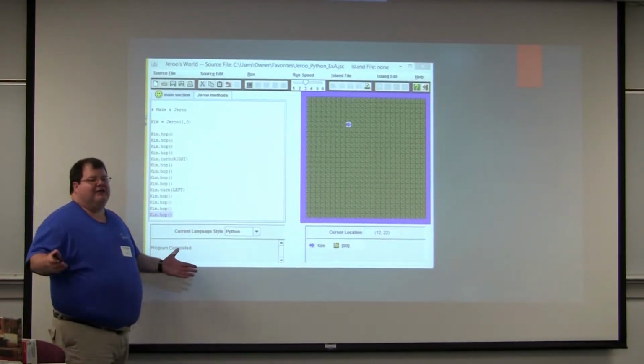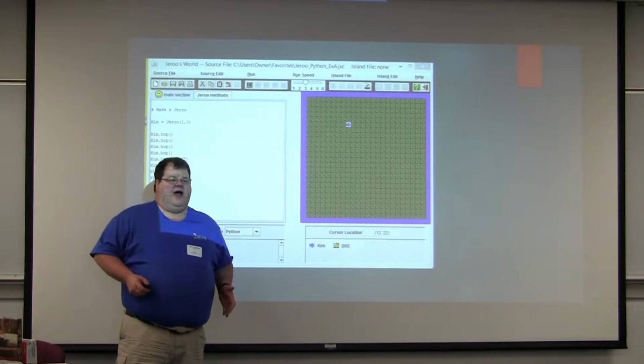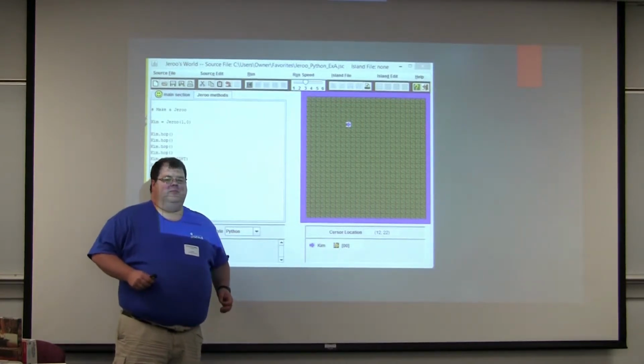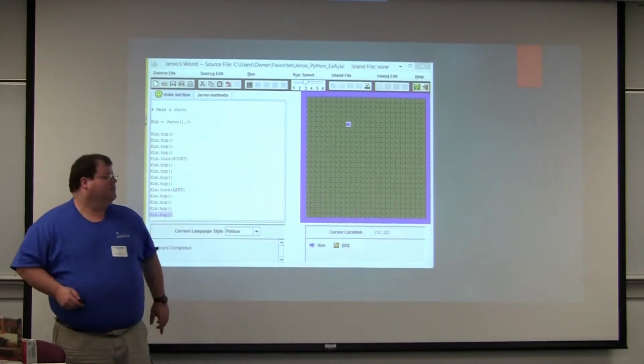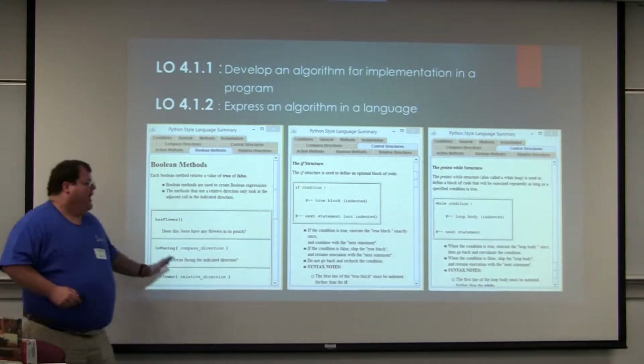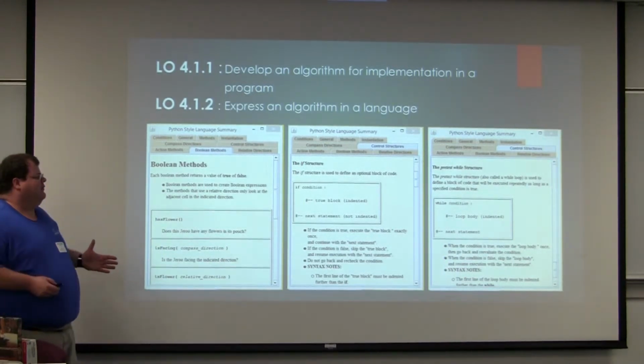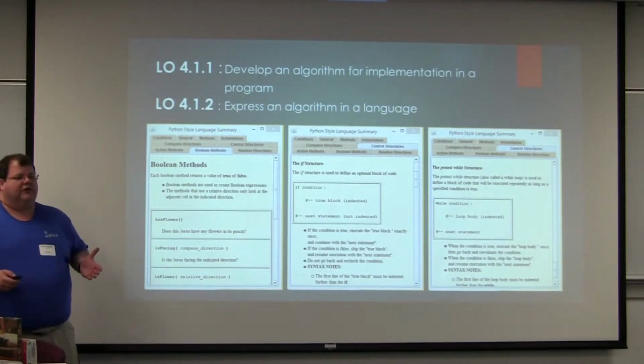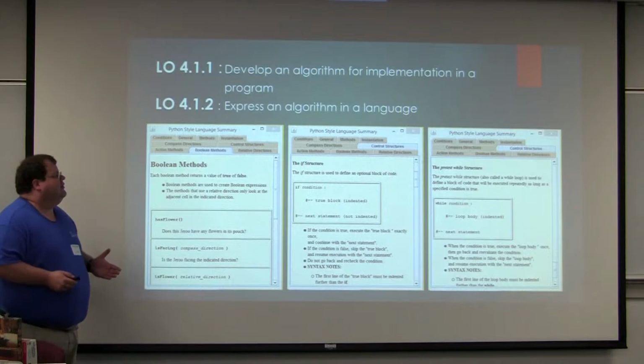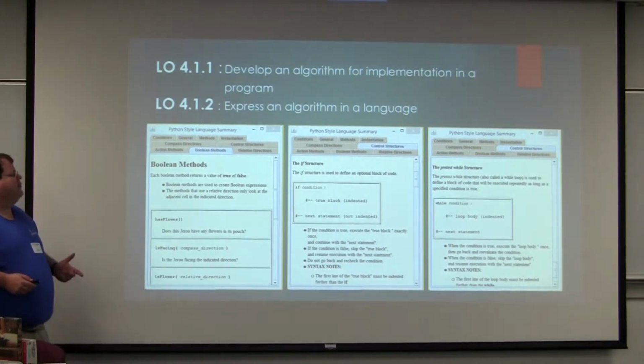So the first task I might give my students is, I might say, path to this certain location. So I can create a lot of different tasks for my students, and so automatically they're hitting two of our learning objectives here. They're hitting develop an algorithm for implementation in a program and expressing an algorithm in a language.